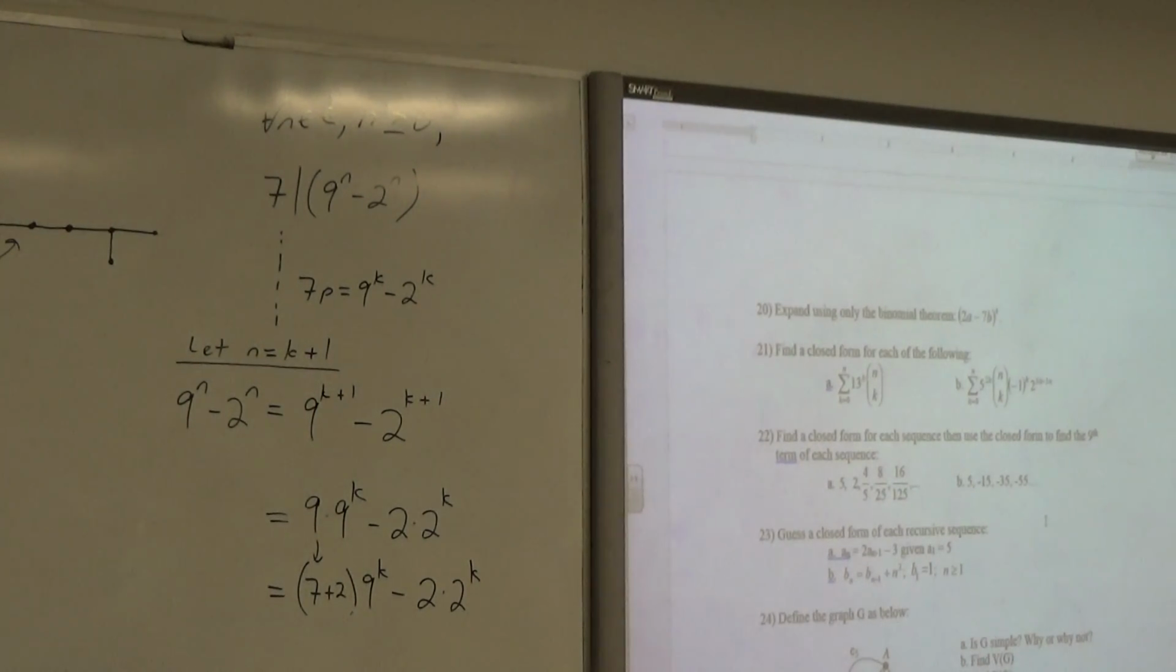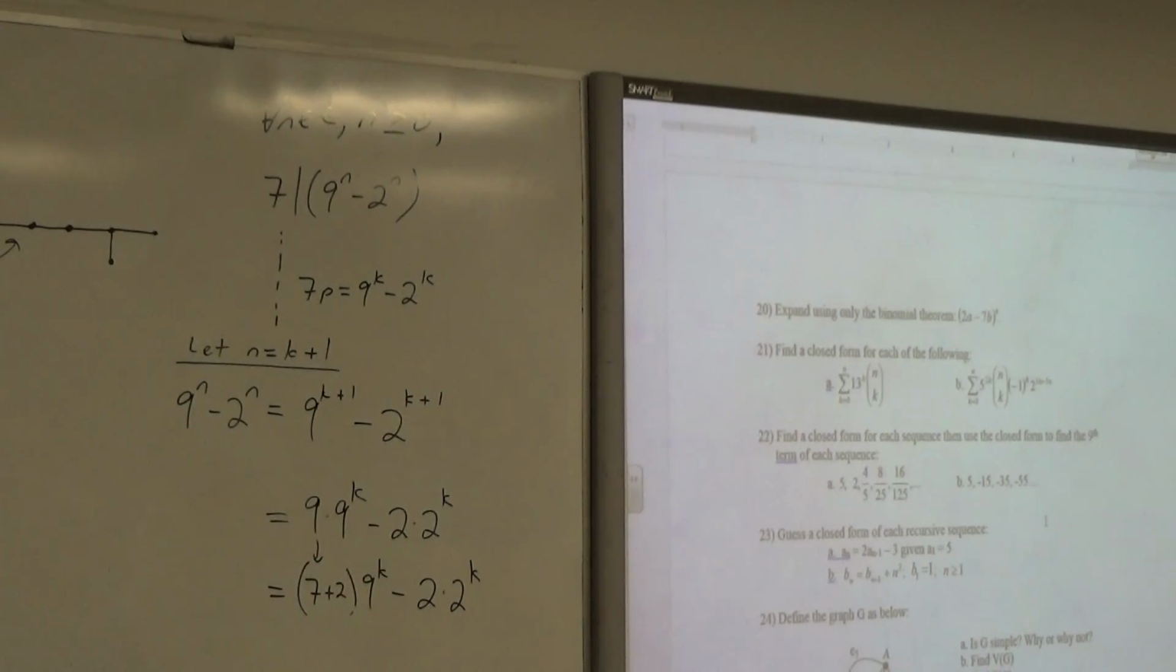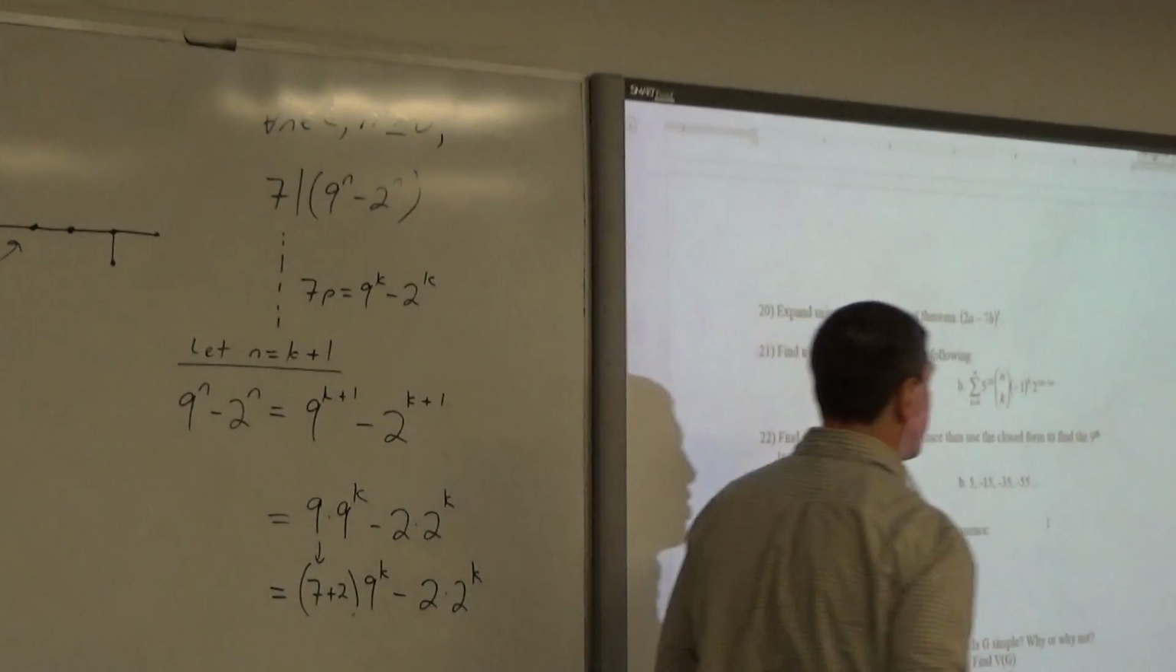Is that okay with everybody? Some exponent rules and then breaking it up. Now what we're going to do is distribute the 9 to the k, and then we can almost do the induction from there. Let me go over here and do this. We're about 2 or 3 steps from finishing this one off.